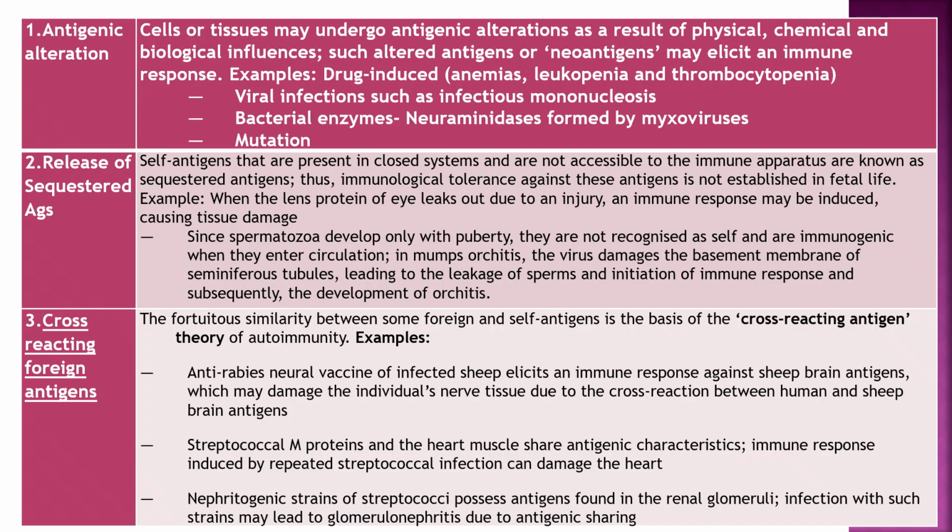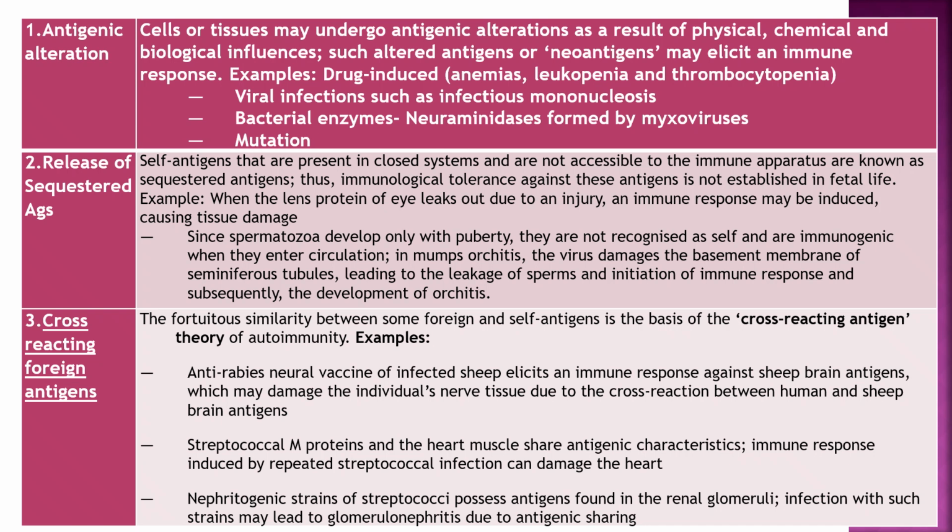Mechanism of autoimmunity. So first is antigenic alteration. Cells or tissues may undergo antigenic alteration as a result of physical, chemical, and biological influences, such that altered antigens or new antigens may elicit an immune response. Examples: drug-induced anemia, leukopenia, thrombocytopenia; viral infections such as infectious mononucleosis; bacterial enzymes such as neuraminidase formed by myxoviruses.